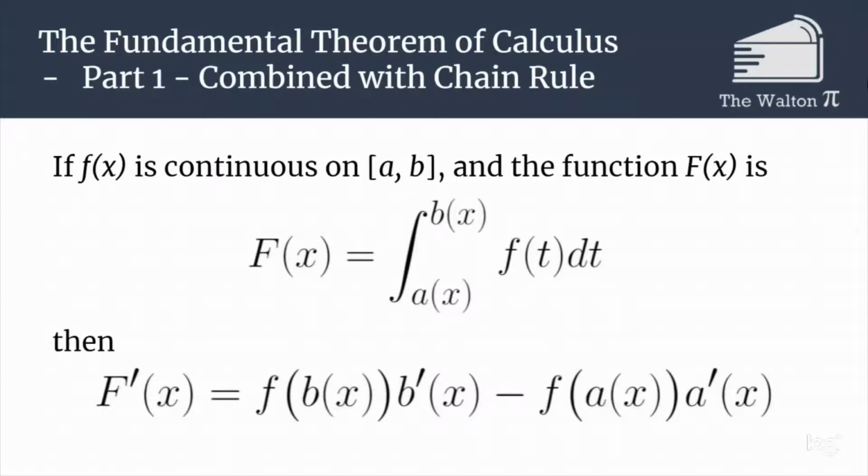So if we combine part 1 with the chain rule, this is what the Fundamental Theorem of Calculus essentially says. If big F is the integral from a of x to b of x, where a and b are both functions of x, of the integral of f of t dt, then the derivative of big F is going to be f of b of x times the derivative of b minus f of a of x times the derivative of a. So you can either remember this or you can remember the general form, and remember that if it's not constant to x, you have to use the chain rule.